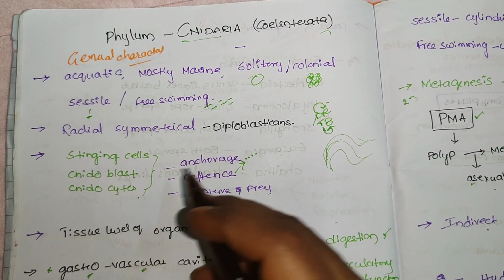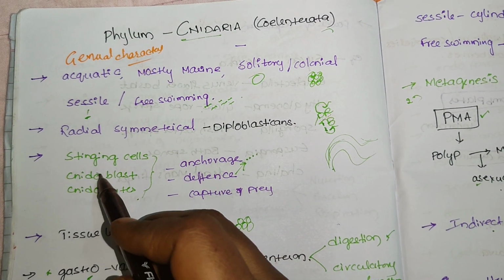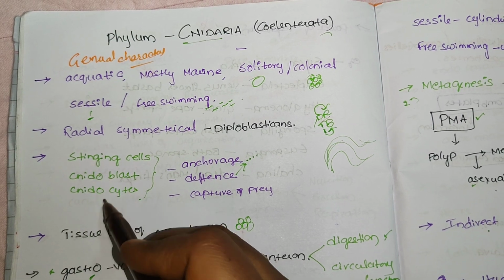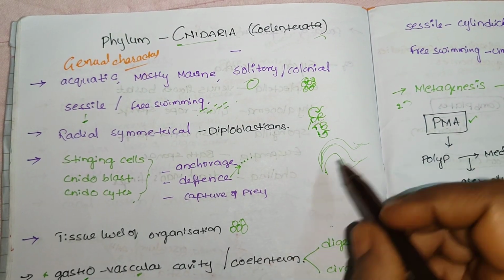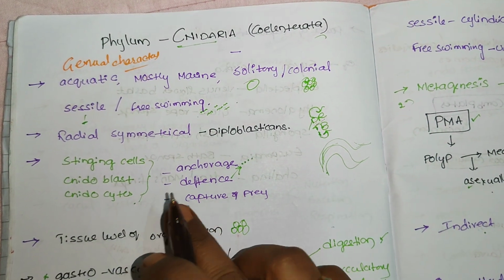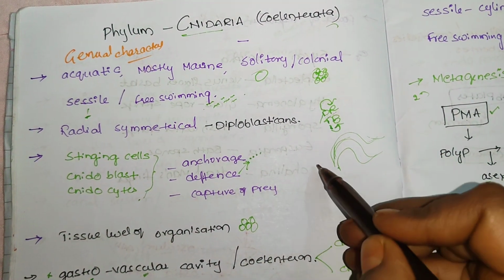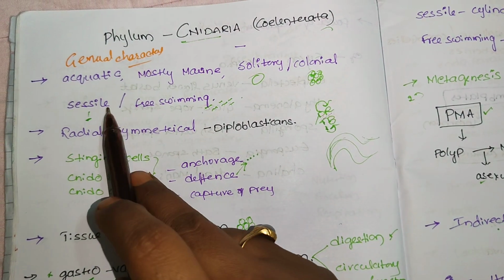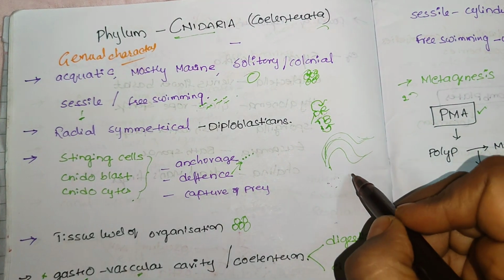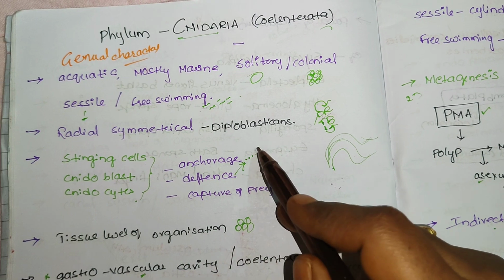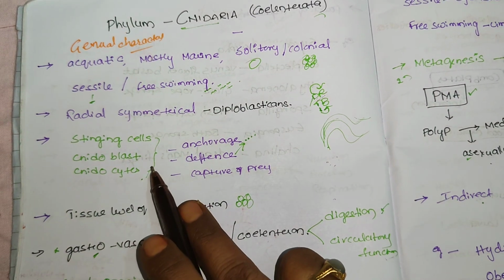And they have a special type of cells, that is stinging cells or cnidoblasts or cnidocytes. Based on the cnidoblasts or cnidocytes, the phylum name Cnidaria came. These are special types of cells, stinging cells. What is the function of these cells? For anchorage, defense, and capture of prey. Anchorage means, for example, they are sessile, they can fix to the substratum like a root in a plant. So these cells are helpful for anchorage, defense and to capture prey. That is the importance of these cells.